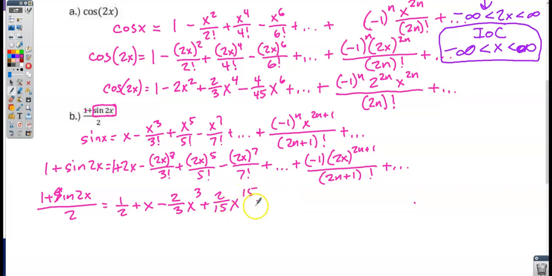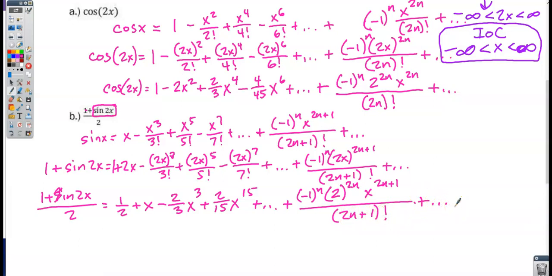I've got 4 terms now, so I'm just going to go ahead and roll to my general term. And adding 1 didn't impact the general term at all, but dividing by 2 will. And so this ends up being negative 1 to the n times 2 to the 2n. It was going to be 2 to the 2n plus 1, but now we're dividing that by 2, so we take one of the 2's away from that. x to the 2n plus 1, all over 2n plus 1 factorial.